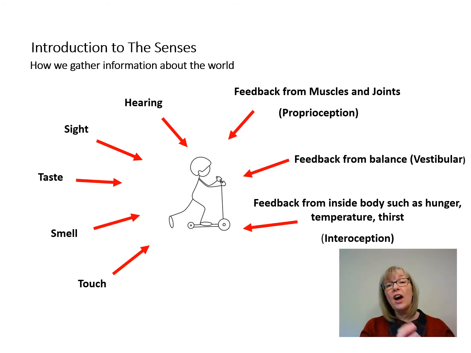So those are those 5 traditional senses. You'll see also on our slide 3 other sensory systems that we recognise, but they are less well known. And the one at the top there is called our proprioception system, and that looks at feedback from our muscles and joints. Let's take a couple of minutes to have a little think about that.